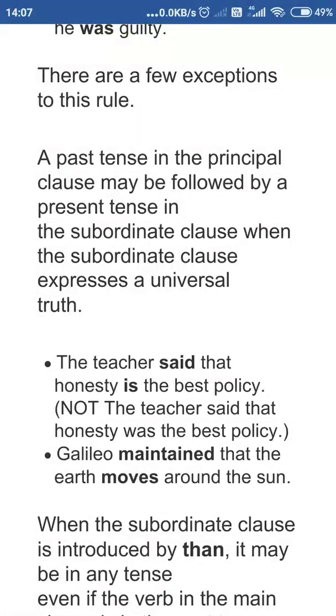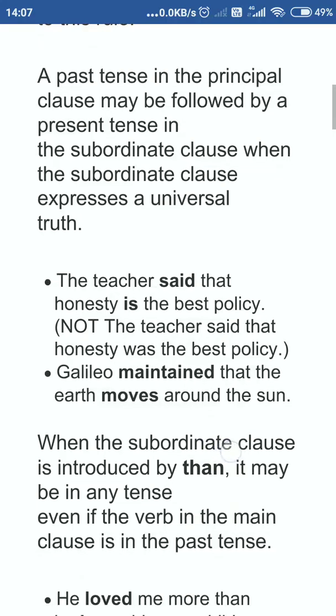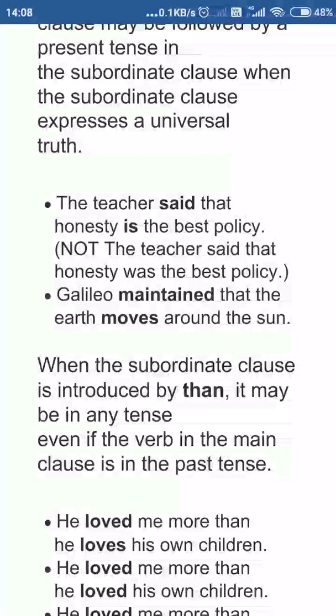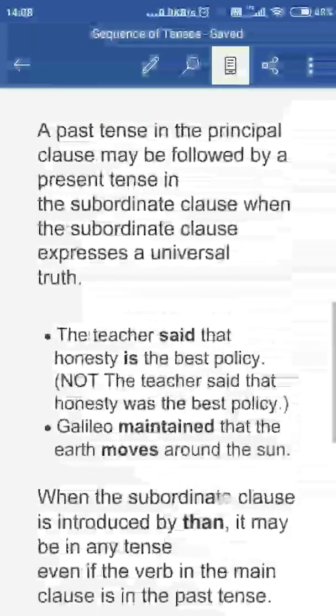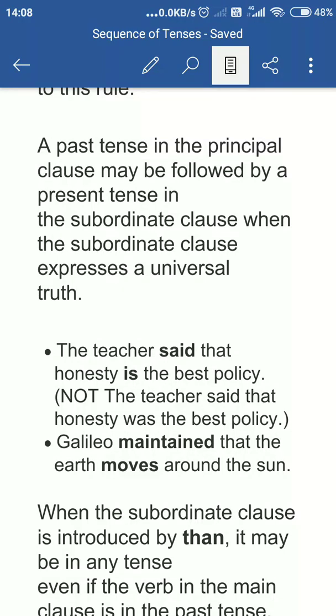But there are a few exceptions to this rule also. Now what are the exceptions? If the tense of the main clause is in past tense, the tense of the subordinate clause may be in present tense, if the subordinate clause expresses a universal truth or scientific fact. This is the rule. Okay? If the tense of the main clause is in past tense, the tense of the subordinate clause may be in present tense. When? If the subordinate clause expresses a universal truth or scientific fact.